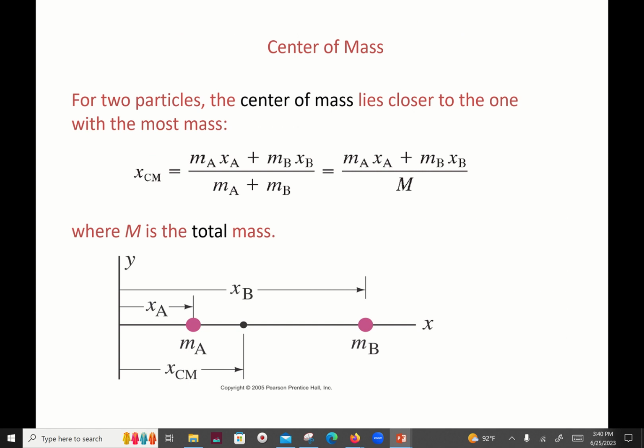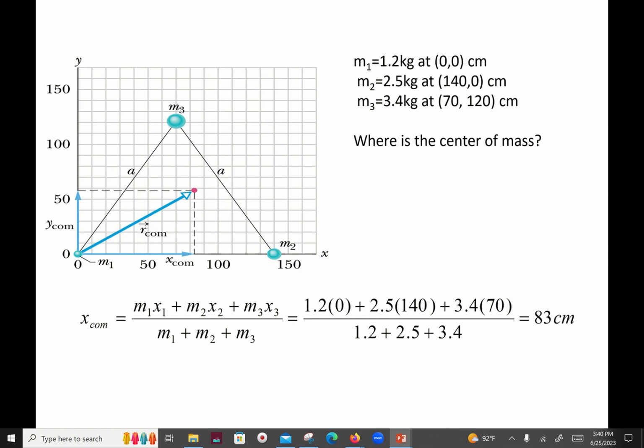So for two particles, the center of mass lies between the two particles and it lies closer to the heavier one. And so what we do is we weight each position by its mass. So in this case, I do MA times XA plus MB times XB, and then I divide by the total mass of the system, MA plus MB. If I have 3 particles, then I would have 3 terms on the top and 3 masses on the bottom. If I had 4, I'd just continue for however many particles I have. If it's in 2 dimensions, then I will add them up and get the X and the Y coordinates.